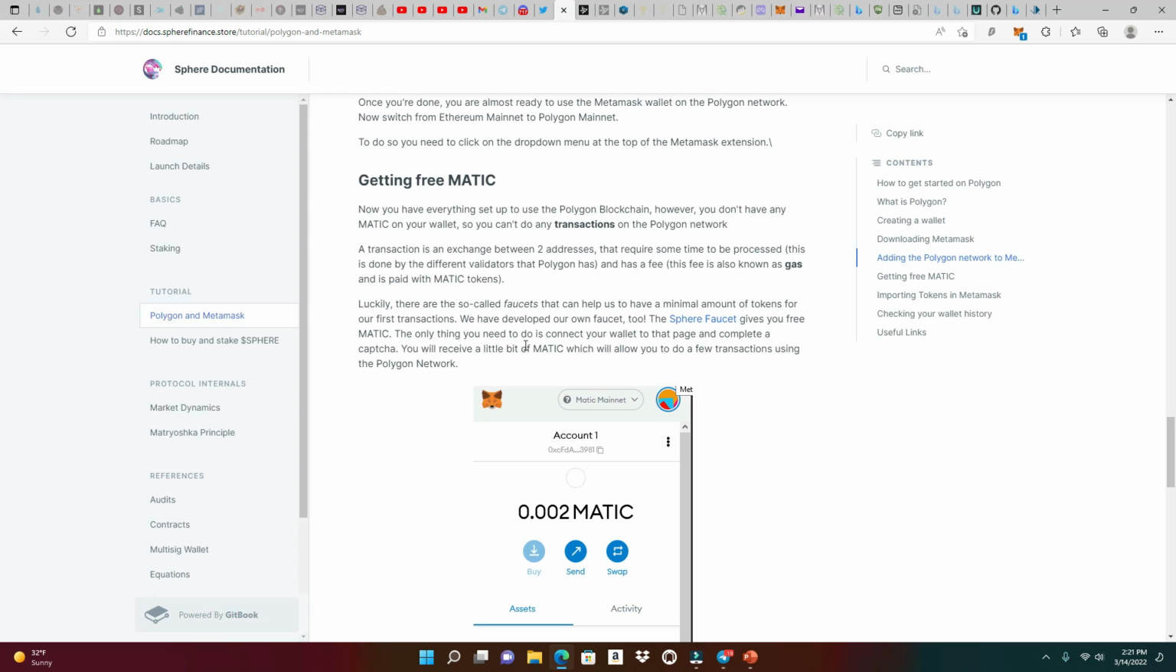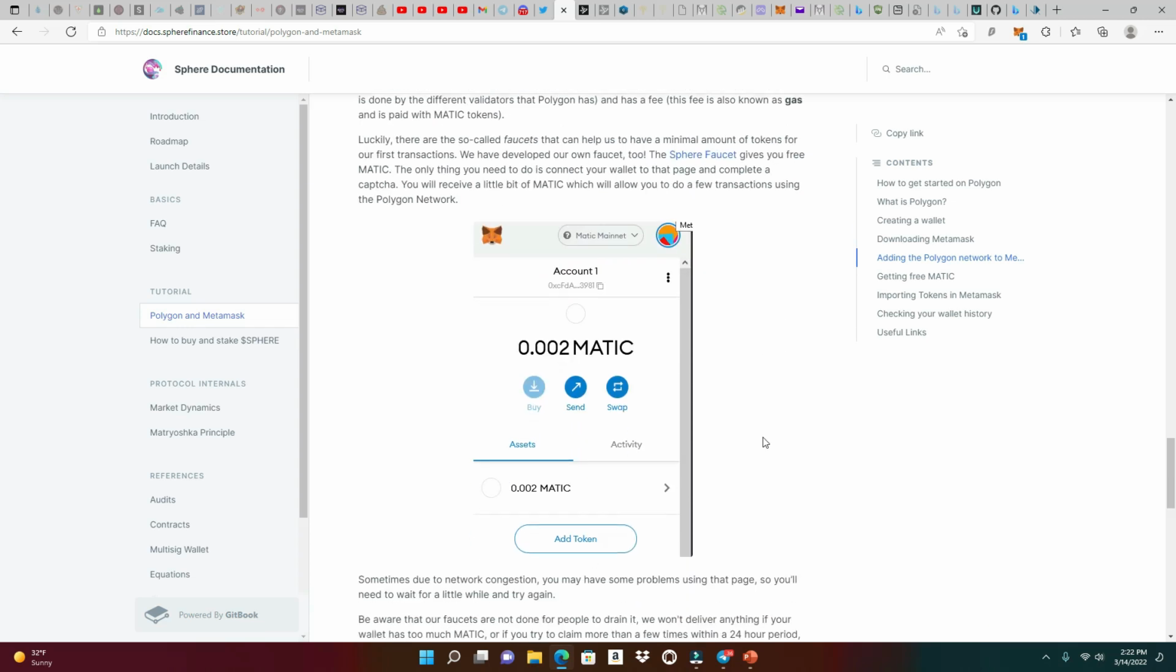The only thing you need to do is connect your wallet to that page and complete a captcha. You will receive a little bit of Matic, which will allow you to do a few transactions using the Polygon network. So shout outs to the team for doing that, because sometimes when you're trying to get a token from a different blockchain, you don't have the coins already established there. It's hard to do any transactions because you need these coins for the gas fees. So shout outs to the team for thinking of that.